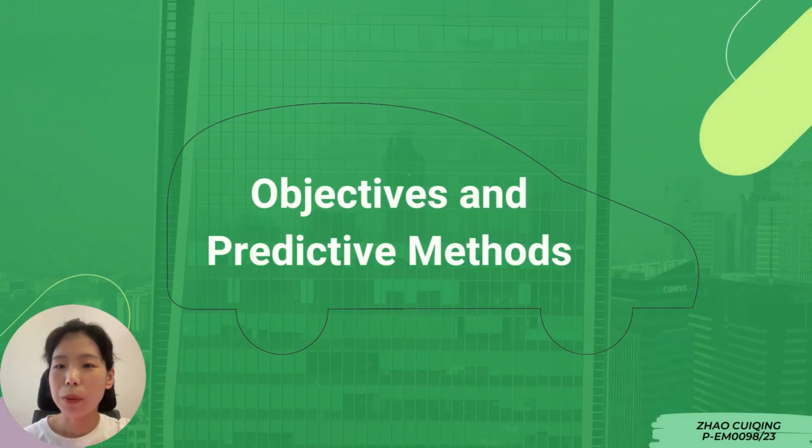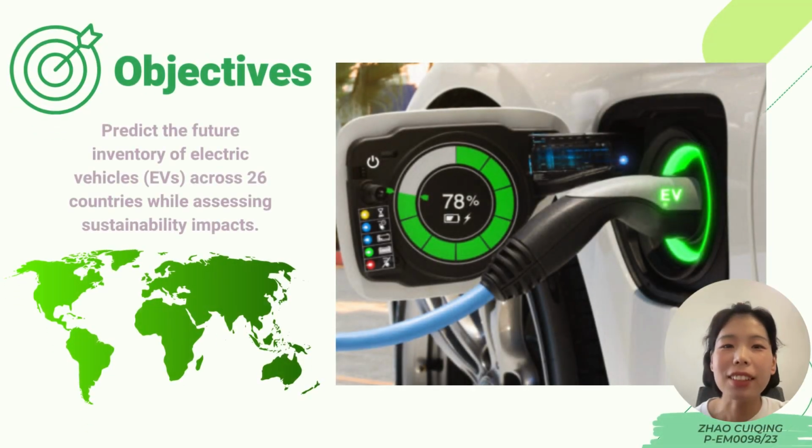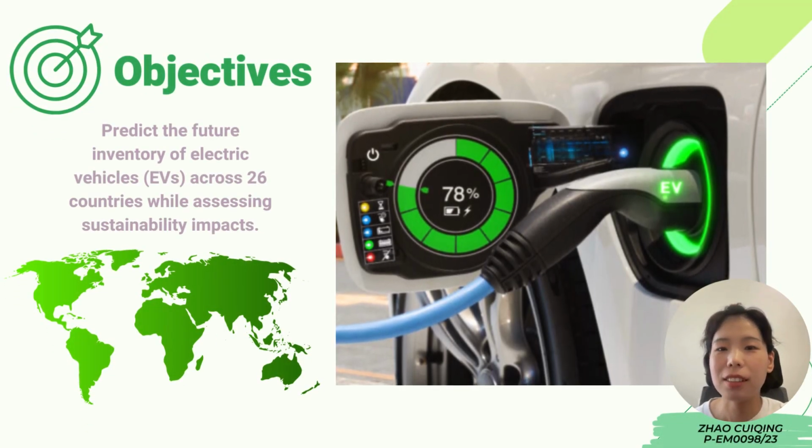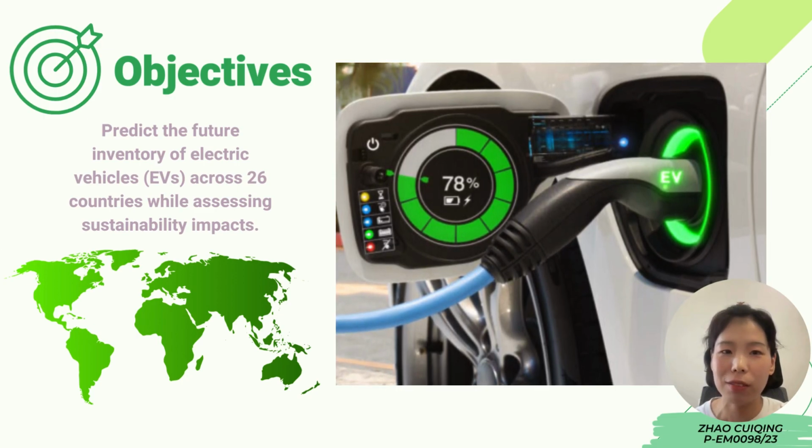Now let's see the objectives and prediction methods. To begin discussing prediction methods, it's important to first consider the objectives we are trying to achieve. By setting clear goals, we can identify the most appropriate prediction methods to use. Therefore, our objective is to predict the future inventory of electric vehicles across 26 countries, while assessing sustainability impacts.